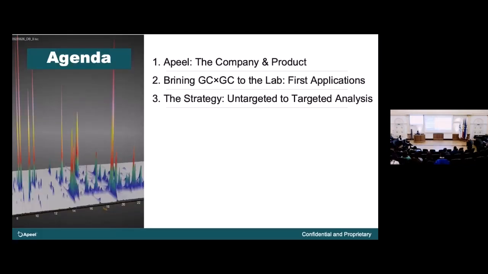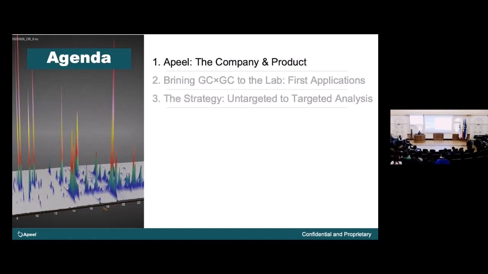So for today, I'll talk about Apeel as a company, and then how we are bringing GC-GC into the lab, which fits really well with some of the discussions from the group yesterday. And then we'll talk about how we're actually using it from untargeted to targeted analysis.